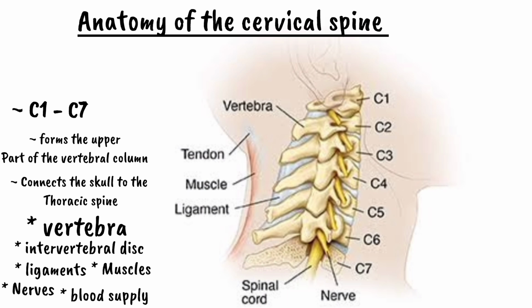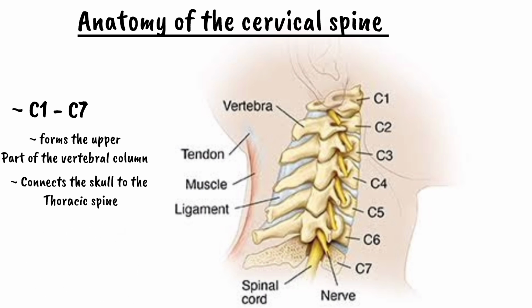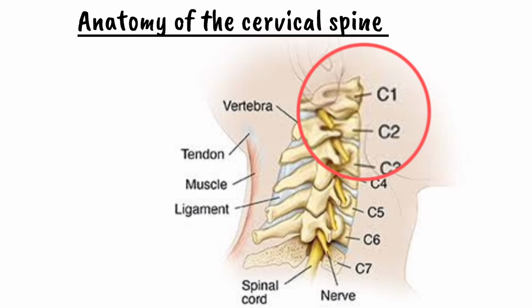Structure of the cervical spine. Vertebrae of the cervical spine. The cervical spine consists of 7 vertebrae, each with unique anatomical features designed for flexibility and support. The first 2 vertebrae, the atlas, C1, and axis, C2, differ significantly from the others due to their specialized roles in head movement.